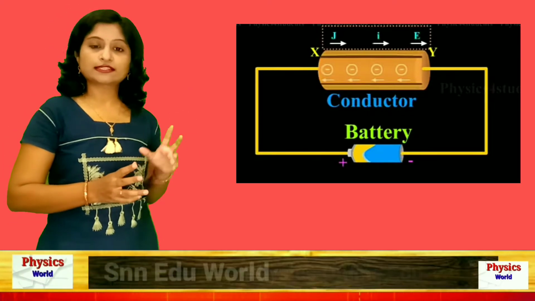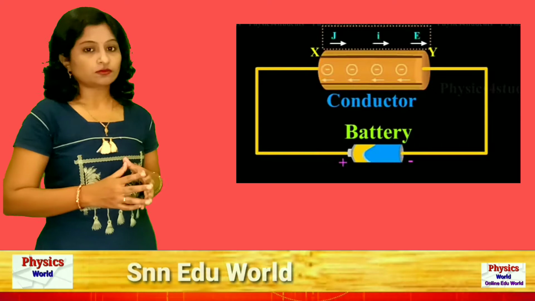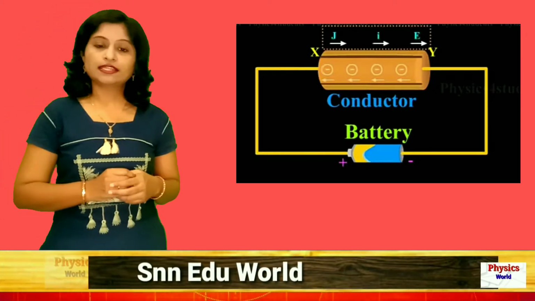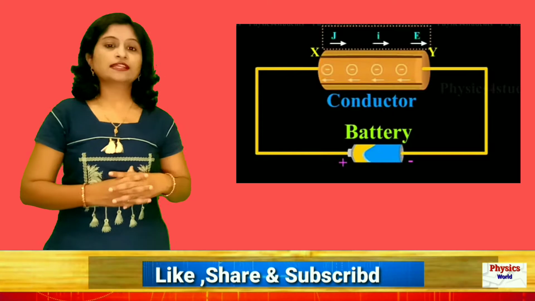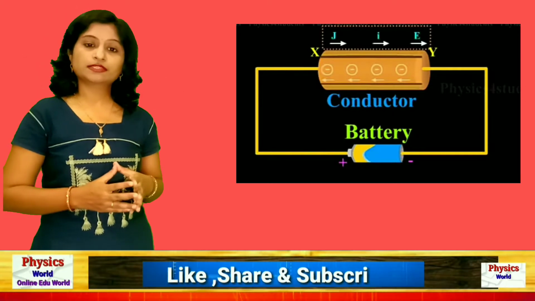So the direction of current is positive to negative, and the current density is always in the same direction as the current I. So the arrows of these three are shown in the same direction.